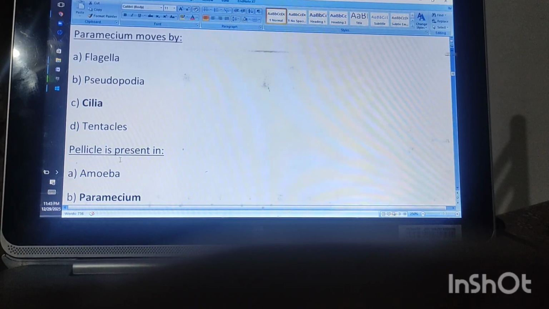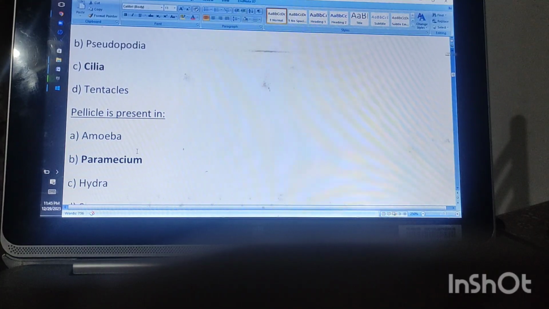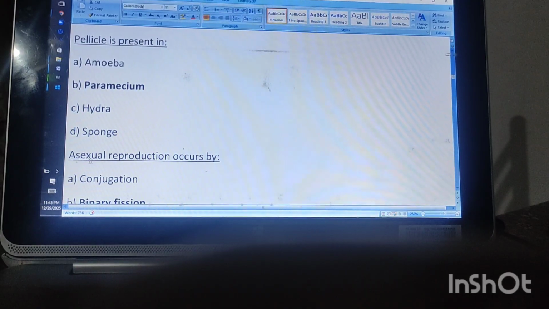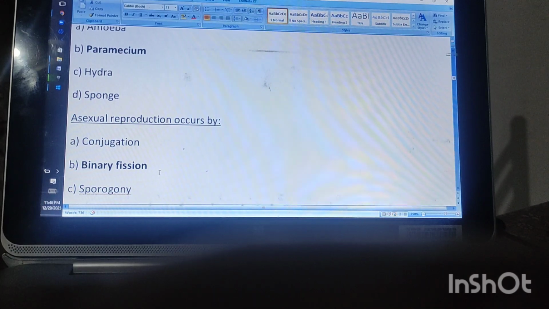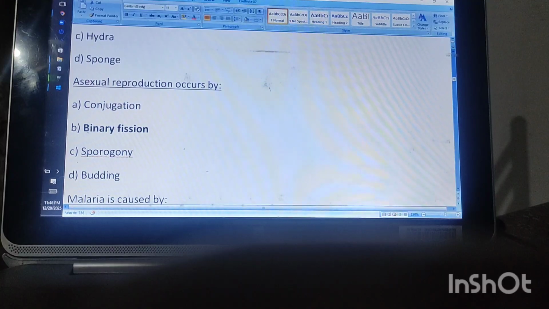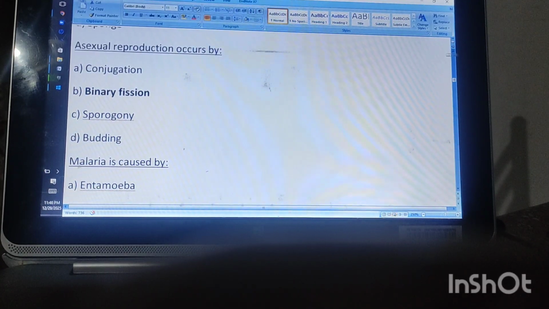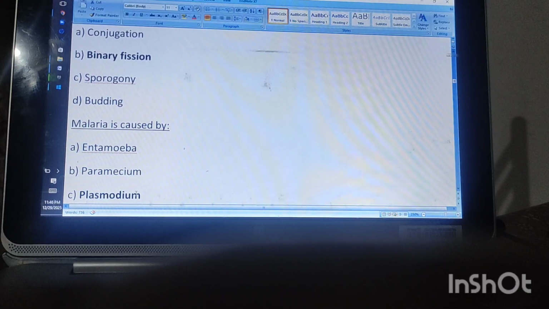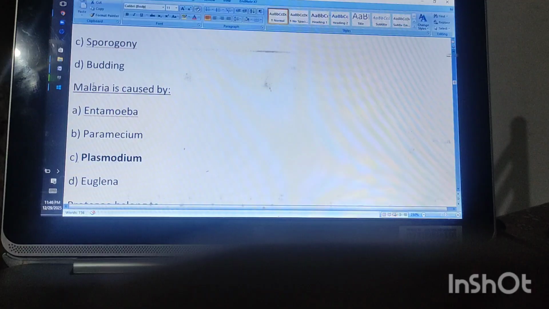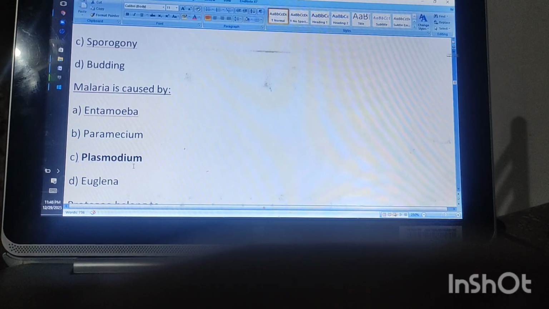Then we have, pellicle is present in amoeba, paramecium, hydra, and sponge. Correct answer is paramecium. Asexual reproduction occurs by conjugation, binary fission, sporogony, budding. Correct one is binary fission. Malaria is caused by entamoeba, paramecium, Plasmodium, euglena. Correct one is Plasmodium.